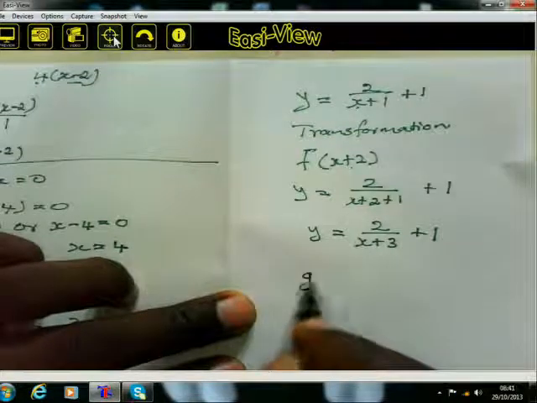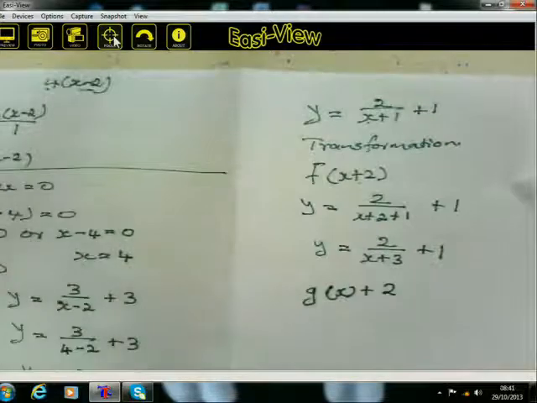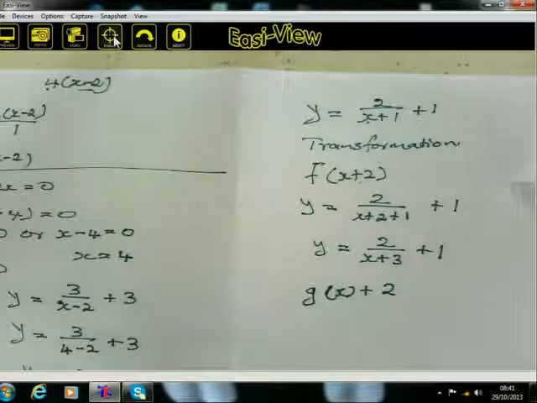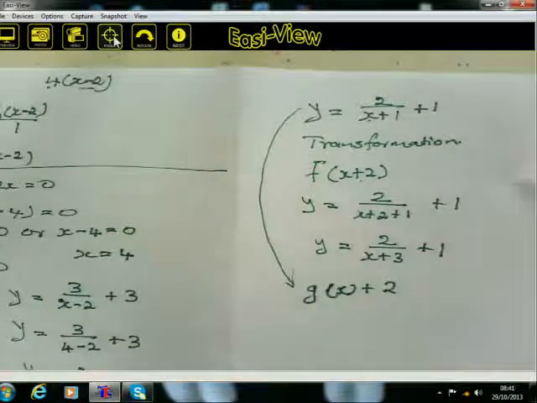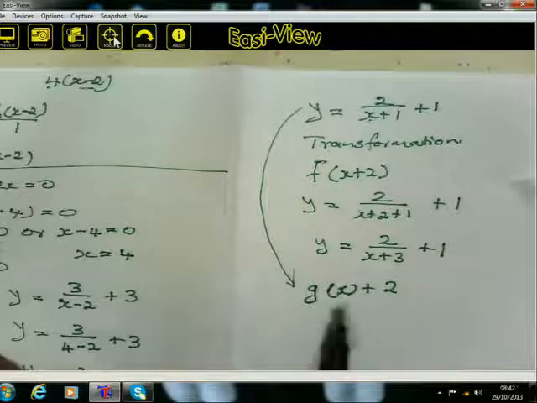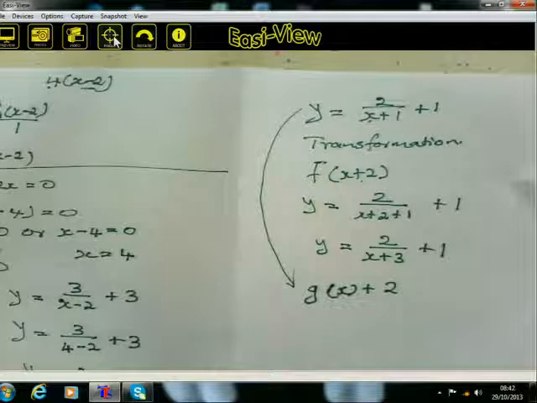What about if we are given the new equation? And you are also given that the transformation is now g at x plus 2. So what will be the new equation? Working on the same equation, we are given that equation as f at x equals 2 over x plus 1, plus 1, and they want the new equation if it is now g at x plus 2.